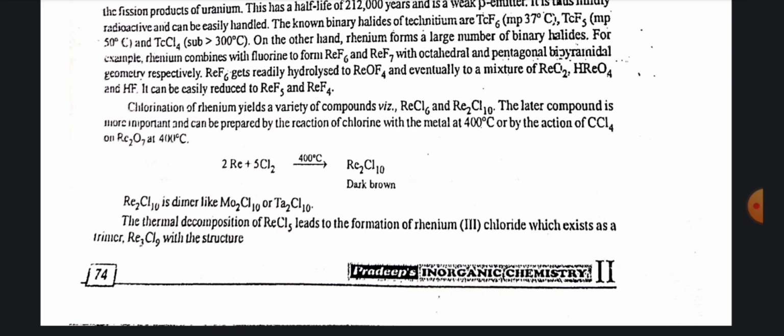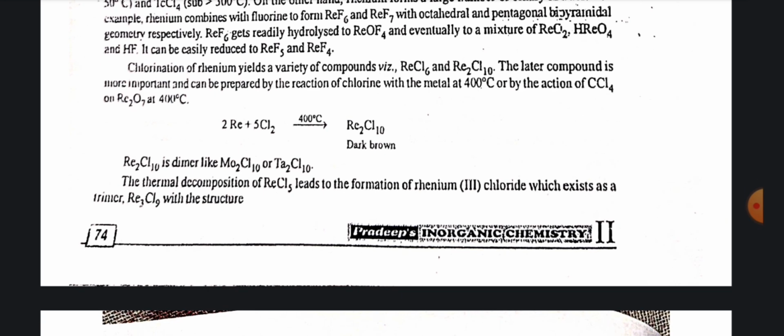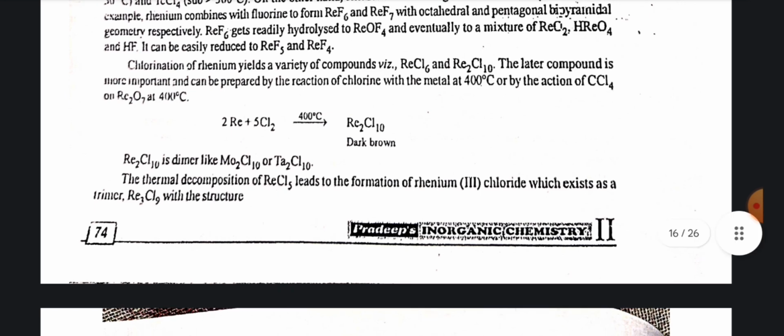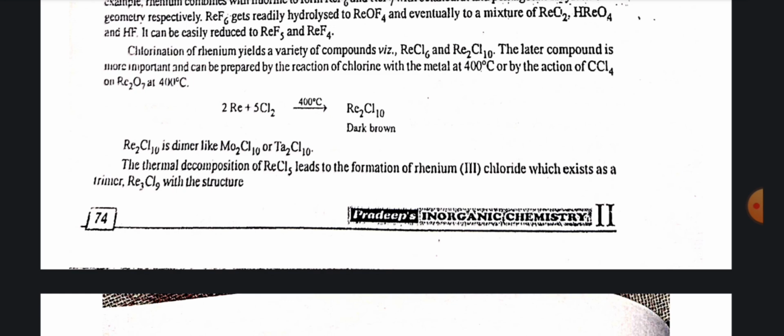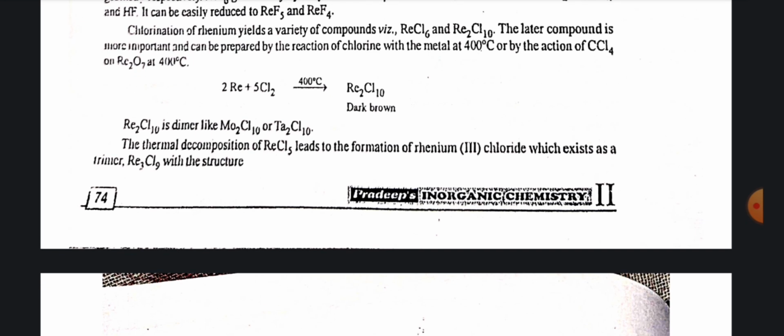The known binary halides of technetium are TcF6, TcF5, and TcCl4. On the other hand, rhenium forms a large number of binary halides. For example, rhenium combines with fluorine to form ReF6 and ReF7 with octahedral and pentagonal bipyramidal geometry respectively. ReF6 gets readily hydrolyzed to ReF4 and eventually to a mixture of ReO2, HReO4, and HF. It can be easily reduced to ReF3 and ReF4.